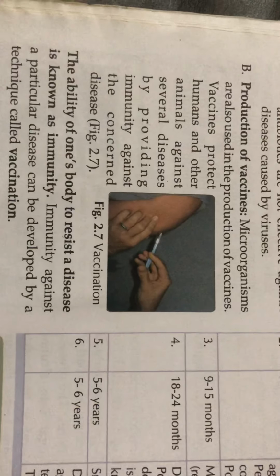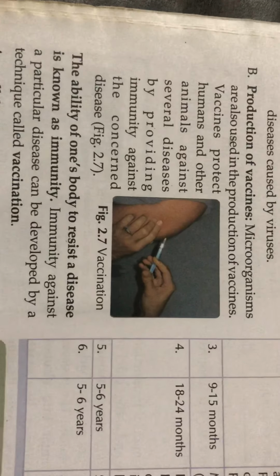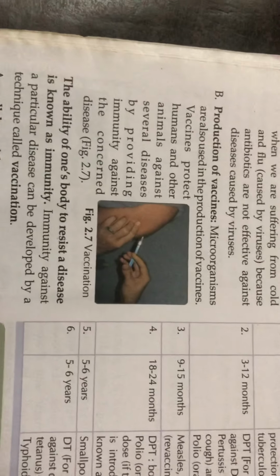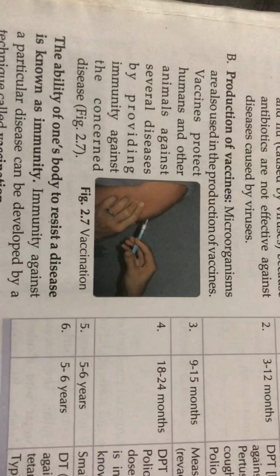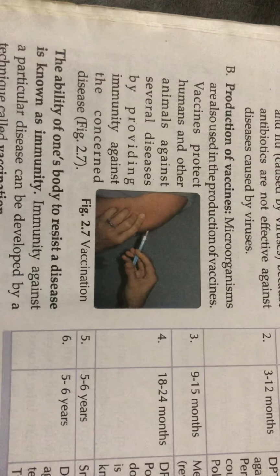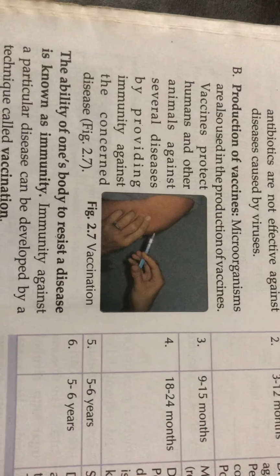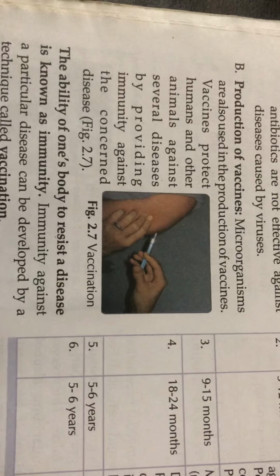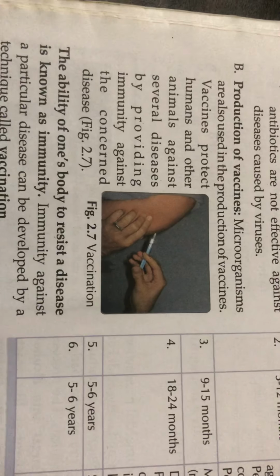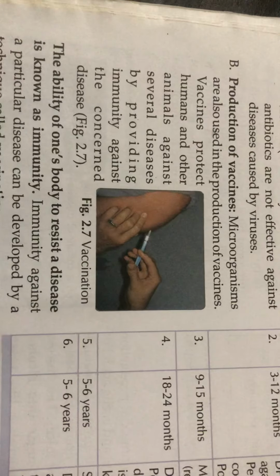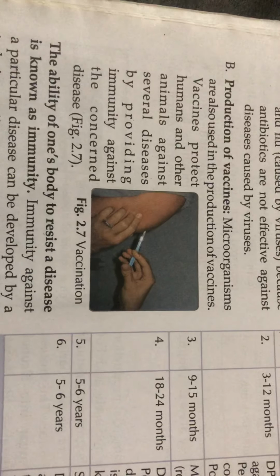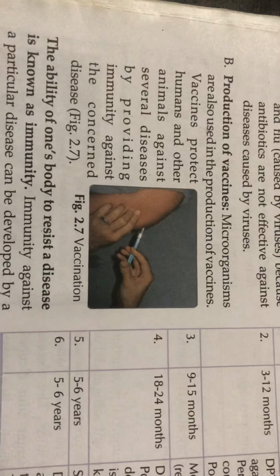In this video, we are going to study the production of vaccines. Microorganisms are also used in the production of vaccines. Vaccines protect humans and other animals against several diseases by providing immunity against the concerned disease. Vaccination helps to protect humans and other animals from the concerned disease-causing bacteria.